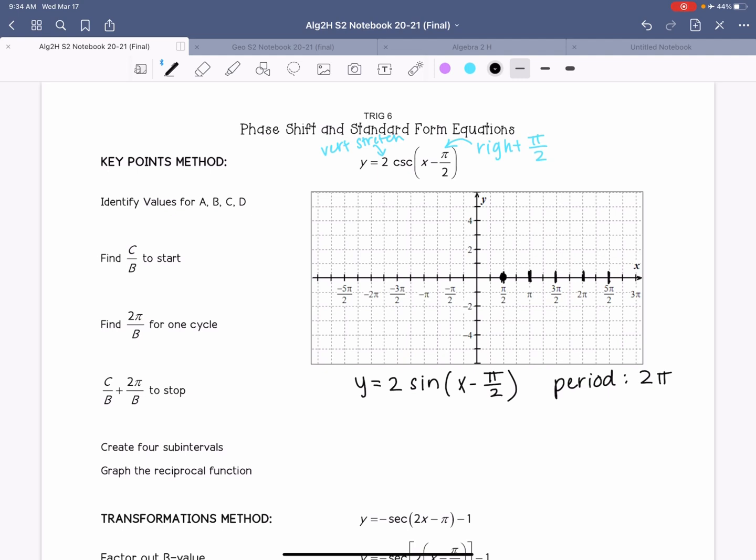So I start here, and then I'm going to go up 2 because it's vertically stretched, back to 0, down 2, back to 0, up 2. So now you guys can just continue your pattern.